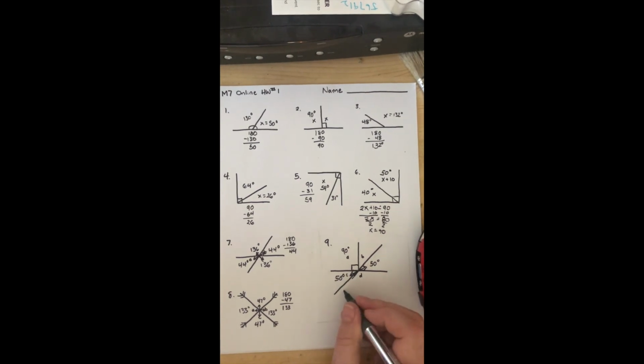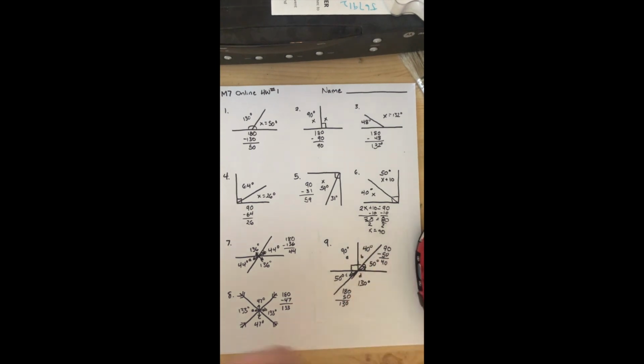I'm going to take 50 away from 180. And that's like 13, right? So 130 right there. And then these two make up another 90-degree angle, a complementary pair. So if I take 50 away from 90, I get 40, and that's going to be angle B.